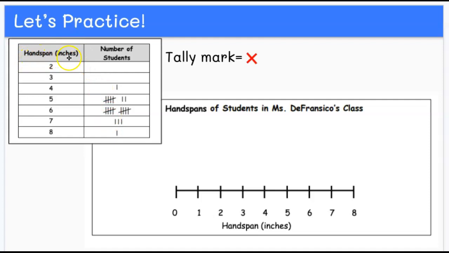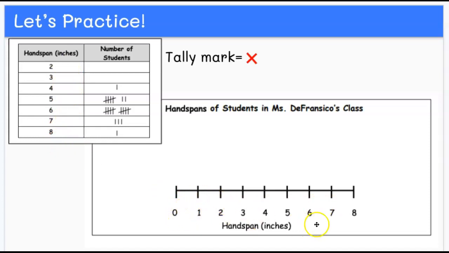We measured someone's hand span, so how far it is across from their thumb all the way to the pinky. Some people's were 2, 3, 4, 5, 6, 7, 8 inches. So the first thing you're going to want to do when you make your line plot is write your title. Hand span of students in Miss DeFrancisco's class. So this is a class, they measured their hand spans. The title is hand spans of the students.